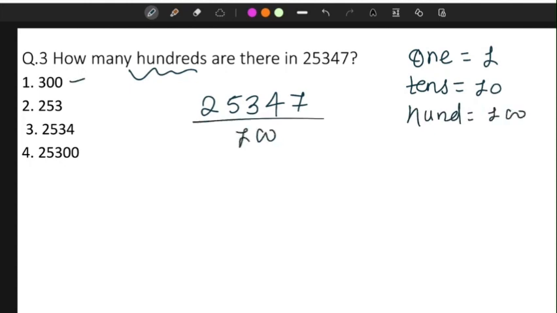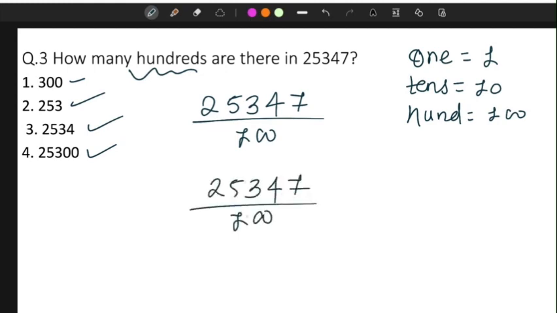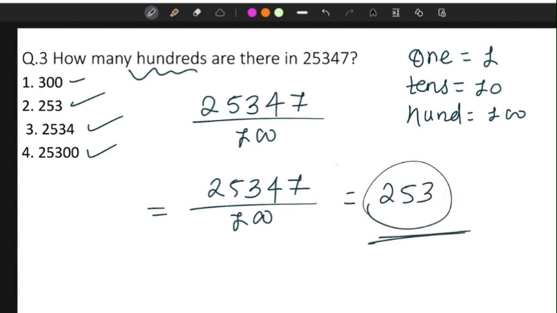Options given here are 300, 253, 2537 and 25300. Okay, so the answer for the given question is 25347 divided by 100. We are going to give a decimal point after 2 digits, right? So here the answer will be 253. Again, do not get confused why 253. Simply we have to get the answer. In that particular approach I have solved the question where 253 is the answer. Got it? So option B is the correct one.